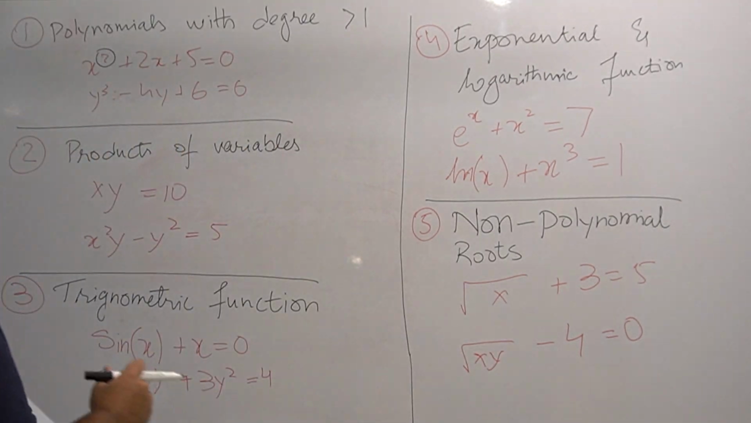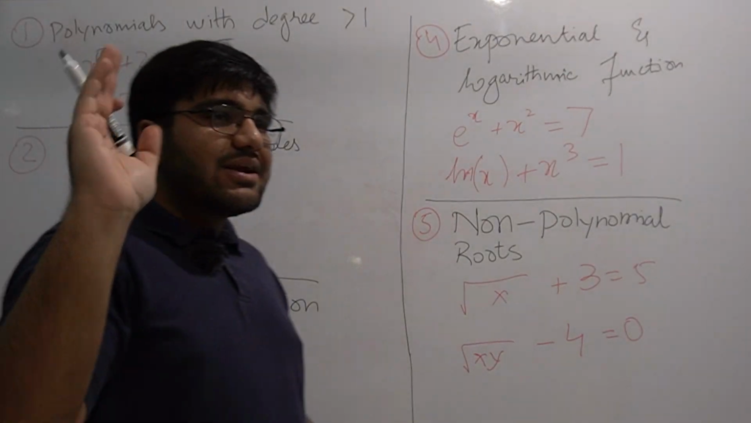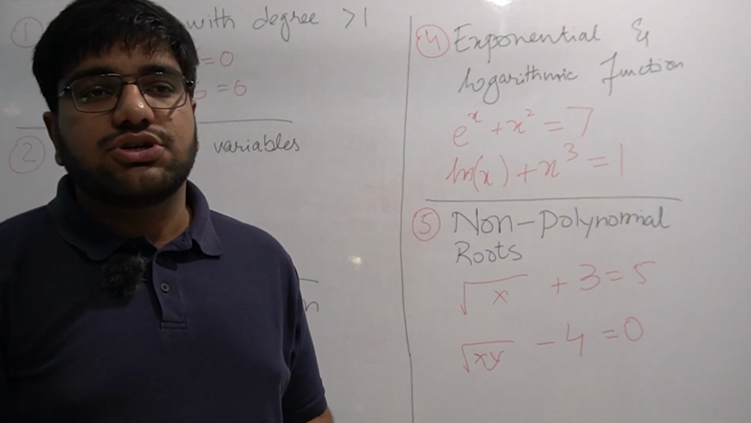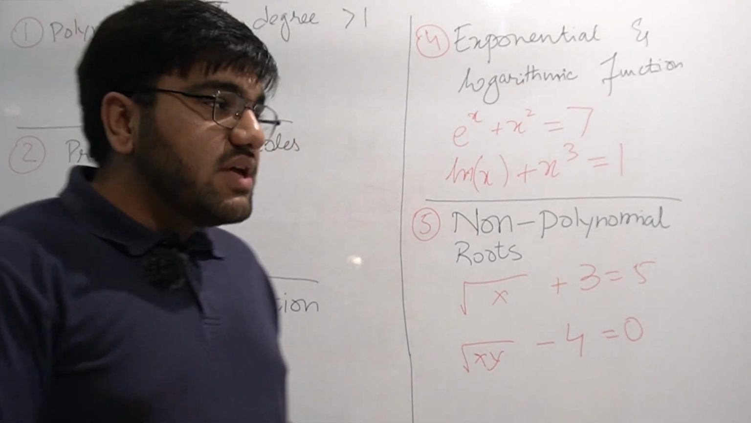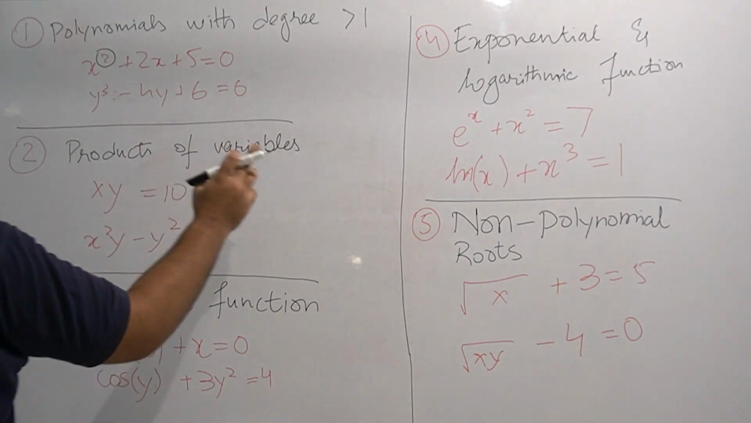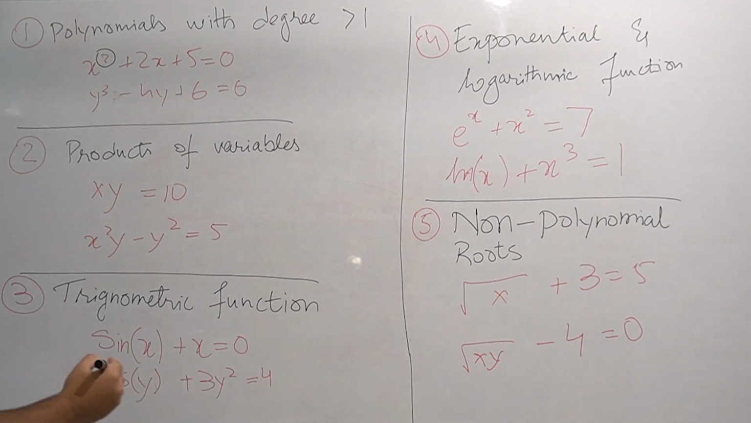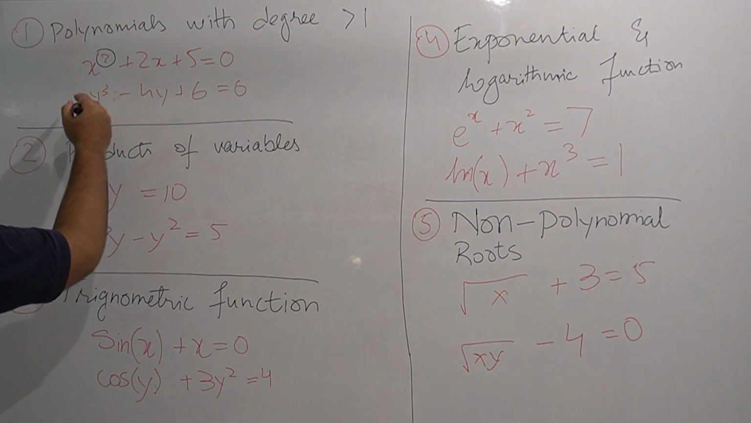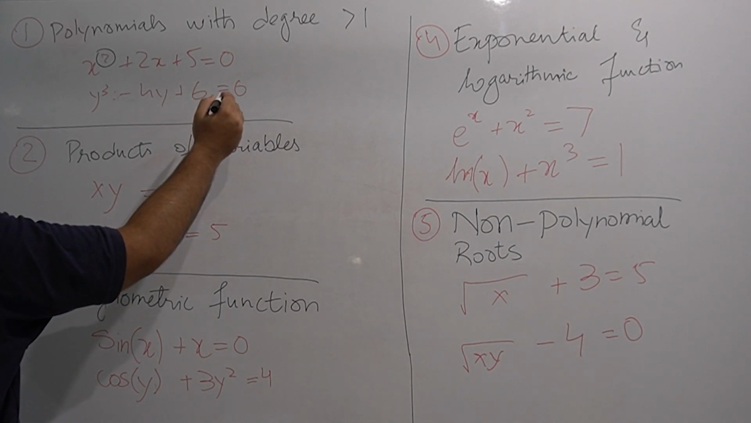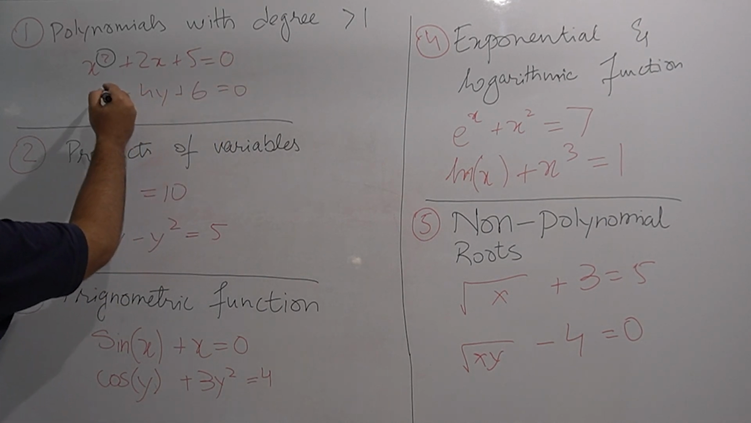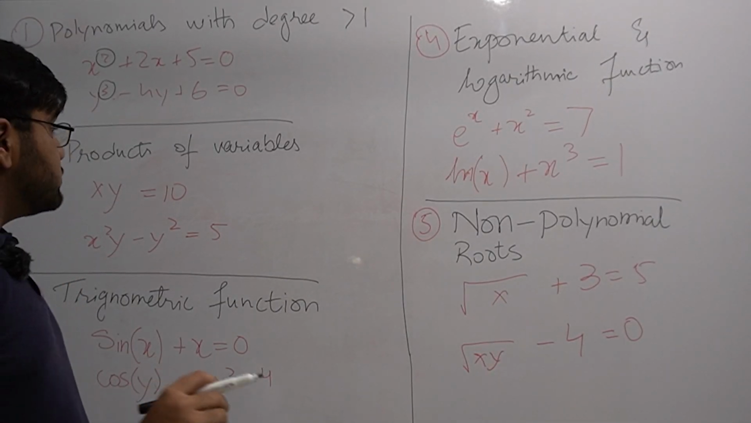No unknown should have a degree greater than 1, whether in the form of x square or, in later courses like differential equations, derivatives. If any variable has a degree greater than 1, that renders it non-linear. The same goes for the example y cube minus 4y plus 6 is equal to 0. The y cube part makes this equation non-linear.